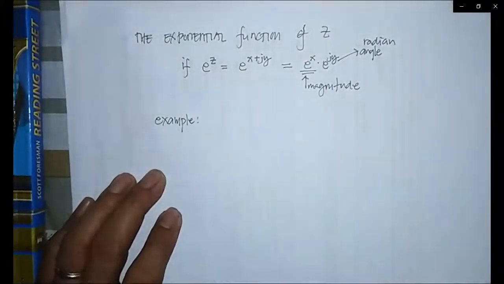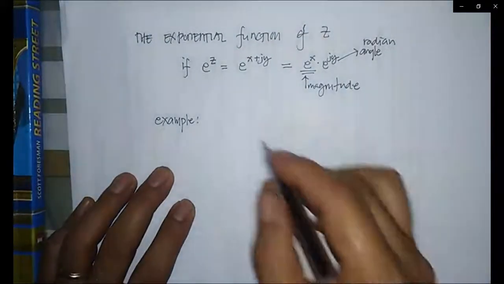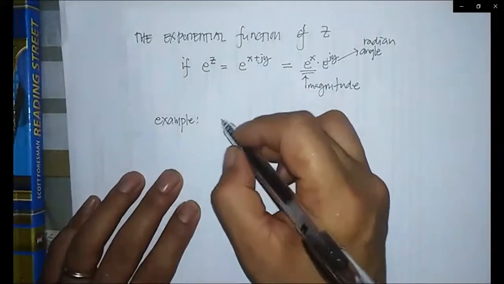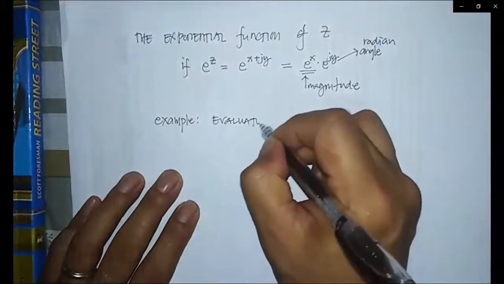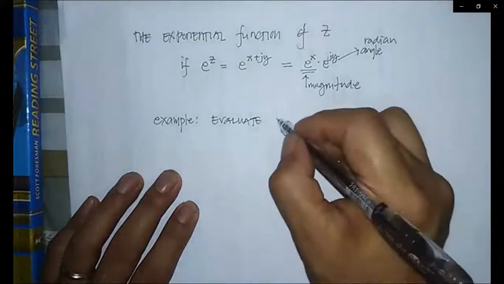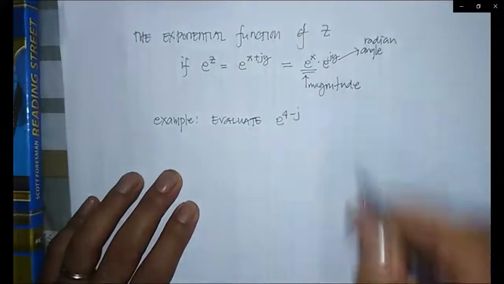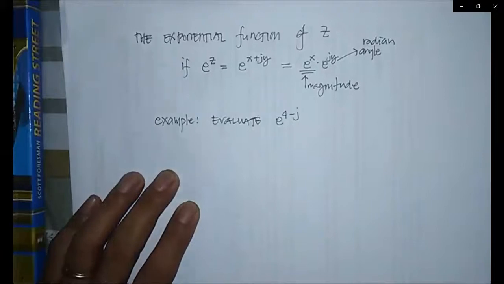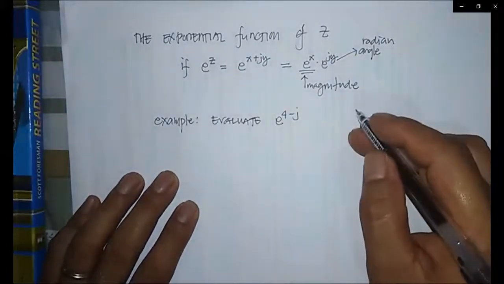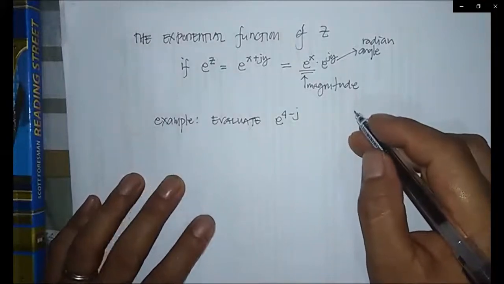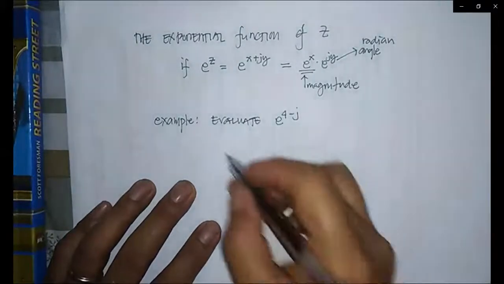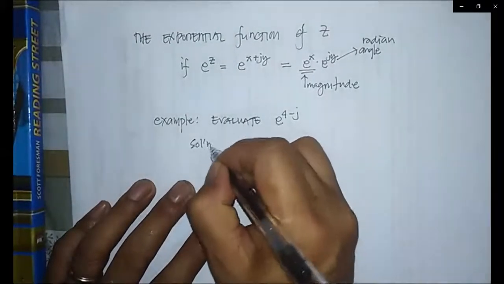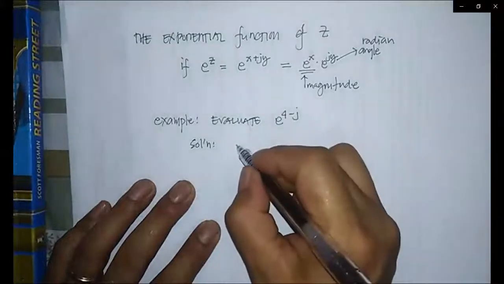This topic is not that difficult. You are only required to recall the principles in algebra. So let's have a quick example here. Let's evaluate e to the power of 4 minus j. Take note, when dealing with the exponential function, you are going to use the radian mode for your angle theta.